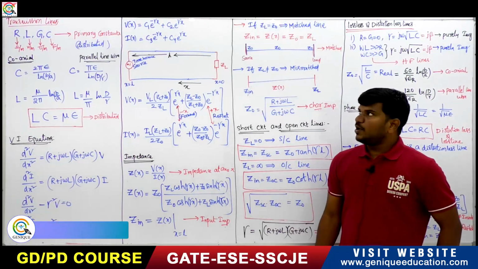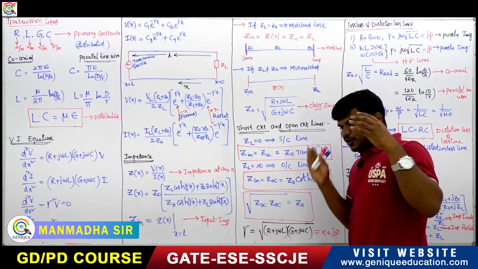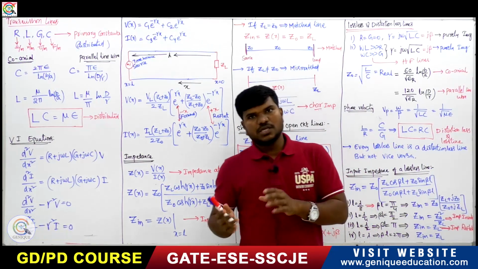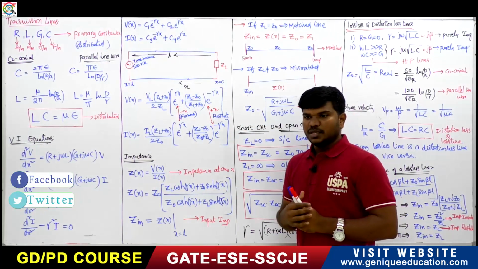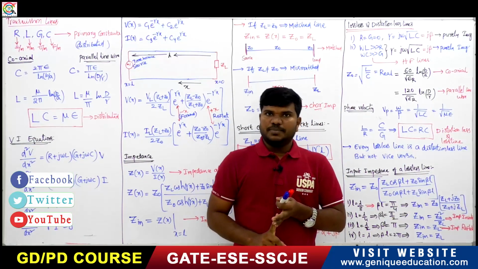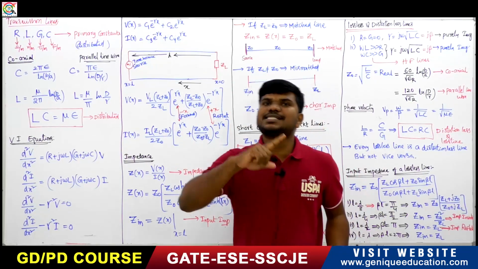So this is the next video. It is on the transmission lines. If you know everything about the electromagnetic waves, EM waves, the analysis is very simple for the transmission lines. There we have talked about the EM waves, electromagnetic waves. Here we talk about the VI waves, voltage and current waves.